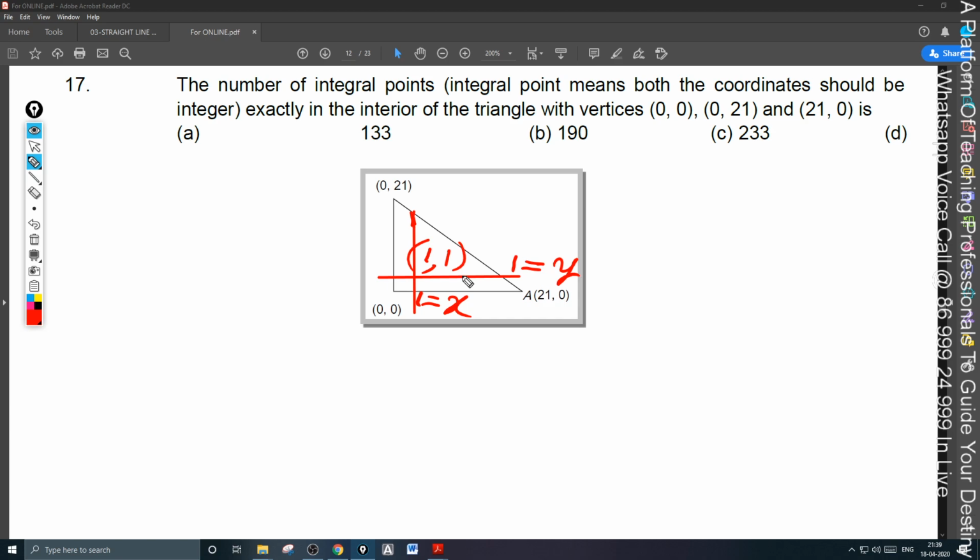Abhishek, I don't think it is 133. Dhananjay said it is 210. I don't think it is 210. If I remember well, it should be 190.